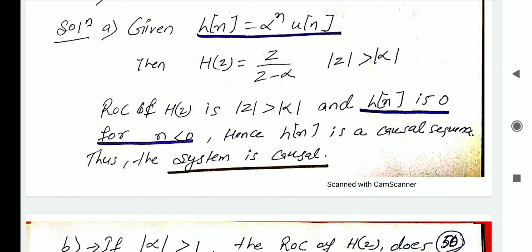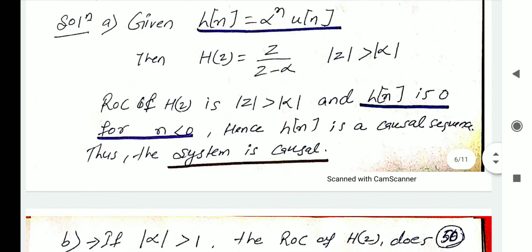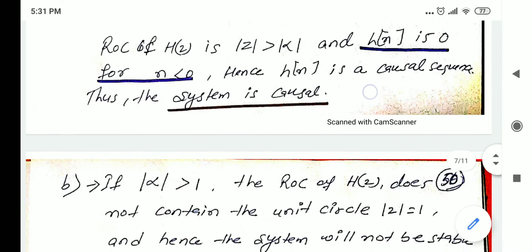Now from this we can conclude that h(n) is 0 for n less than 0, because from the expression of h(n) itself we can find out that h(n) is 0 for n less than 0. Hence h(n) is a causal sequence and thus the system is a causal system.